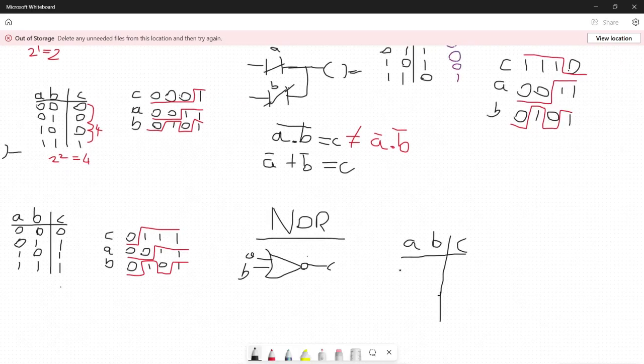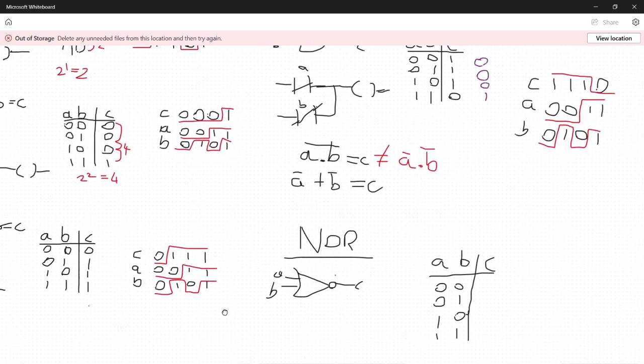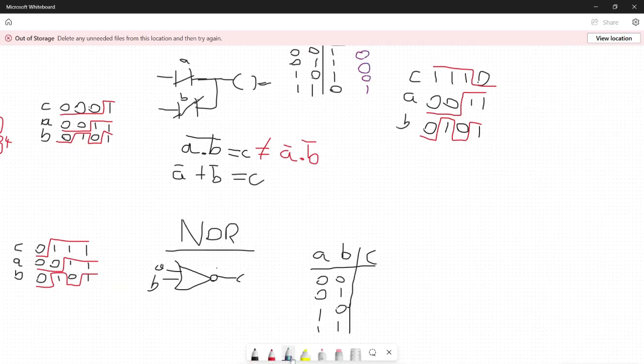Well, let's first fill in our values for A and B. 0, 0, 0, 1, 1, 0, 1, 1. Well, if you notice here, with an OR gate, we'll only get a 0 when it's here. So the rest of the time, it's going to be on. Only if both are off, it's going to be off. So we want this to be inverted. So we want a power that's going to be 1 when both are 0, and it's 0 for everything else.